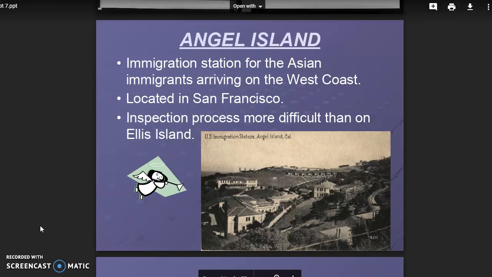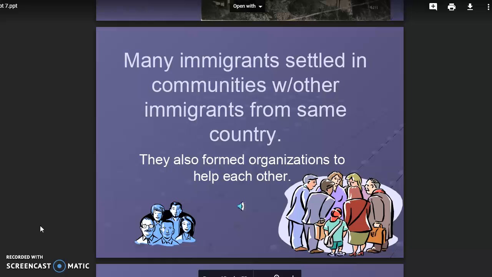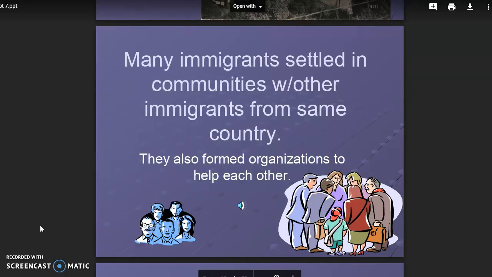When the immigrants arrived, question number 7 is asking, where did many immigrants settle? Many immigrants settled in communities with each other from the same country. You might want to ask yourself, why did they settle in the same neighborhoods with other people? Common language, common culture. They actually knew each other and they were able to communicate effectively.